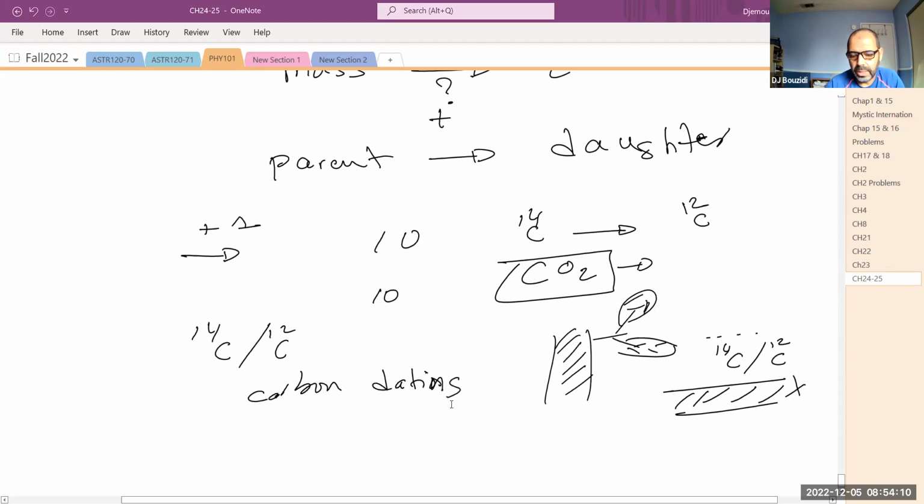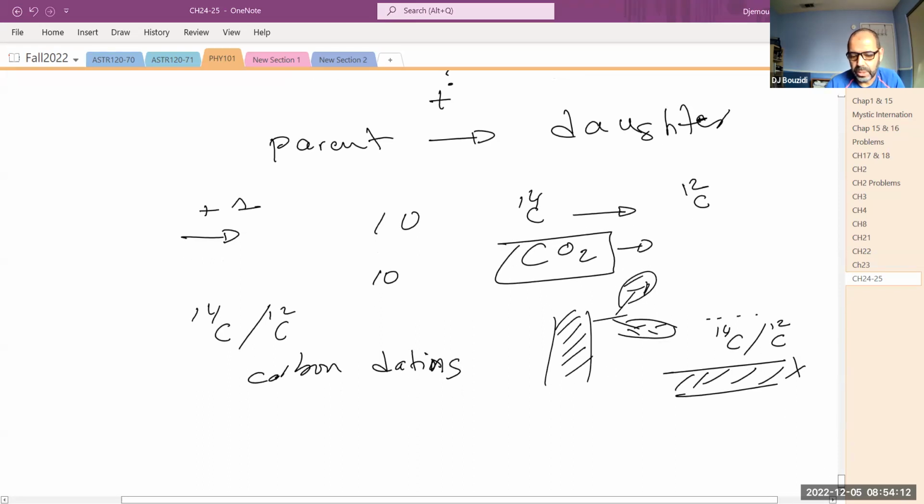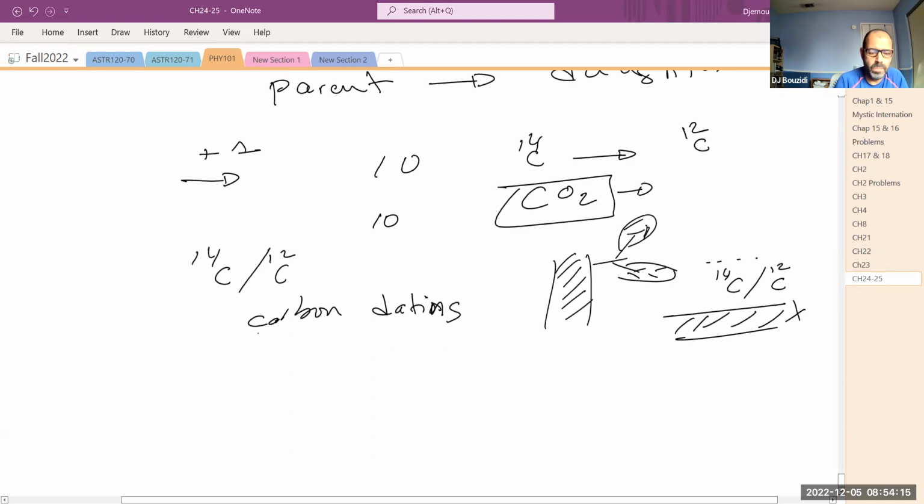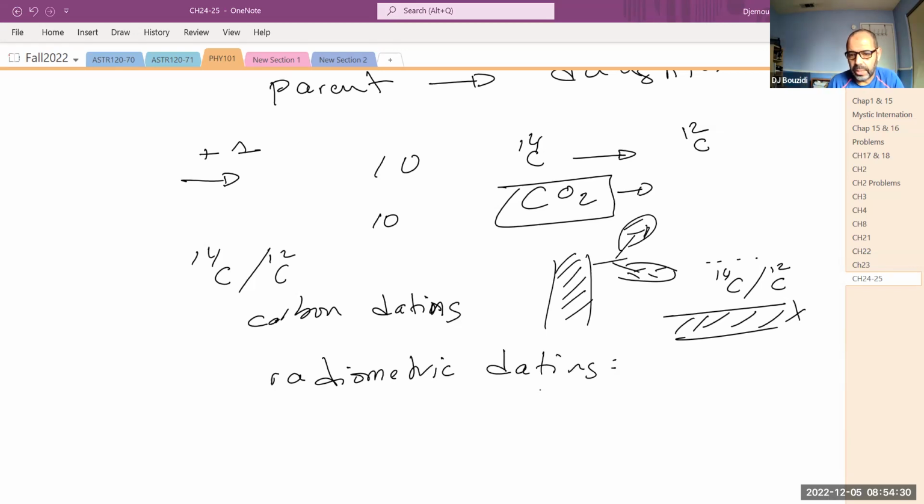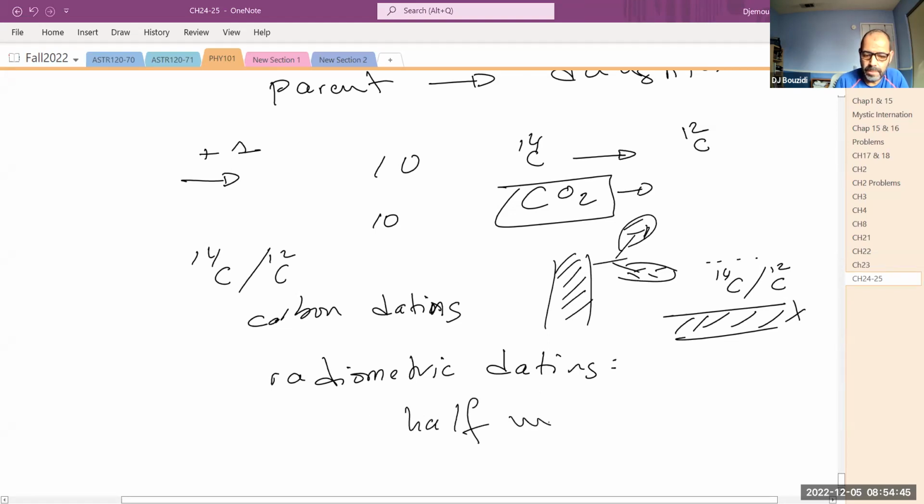Carbon dating is part of a process known as radiometric dating. Radiometric dating uses other elements, not necessarily carbon. For example, uranium and other elements can take millions, possibly billions of years to decay to half. So their half-life is in the billions.